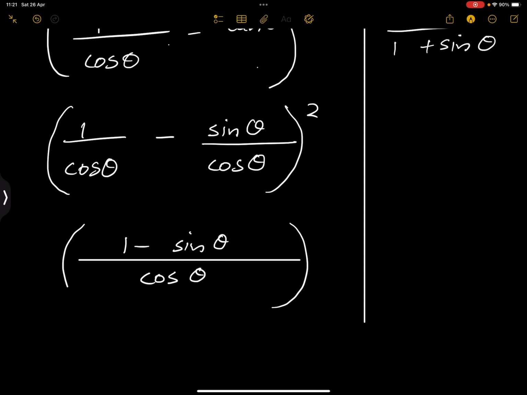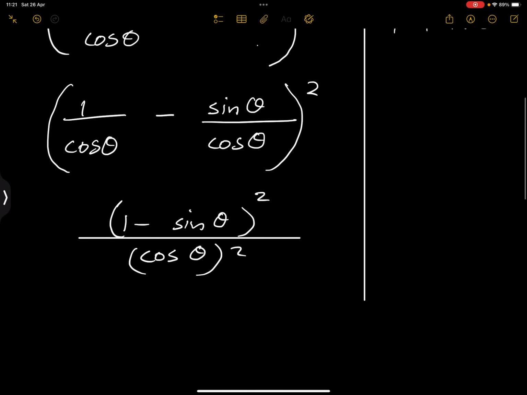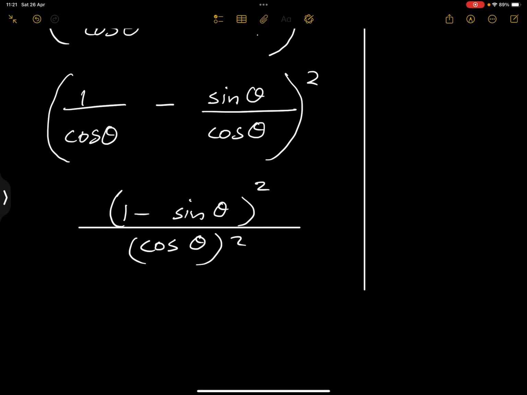But remember, this is all squared. Alternatively, I can look at it as that squared over this squared, the numerator squared over the denominator squared. I think that might serve us even better. So in this case, I've got 1 minus sine theta squared.